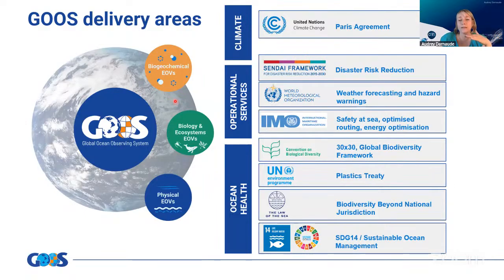And as you can see here, this already allowed GOOS to inform multi-governmental agreements and initiatives in its 3 main domains of delivery. For example, for climate, we contributed to the Paris Agreement. In terms of operational services, there was the Sendai framework for disaster risk reduction, for example, and with regard to ocean health, there is the global biodiversity framework of the CBD, but also the BBNJ treaty on the high seas and deep seas.